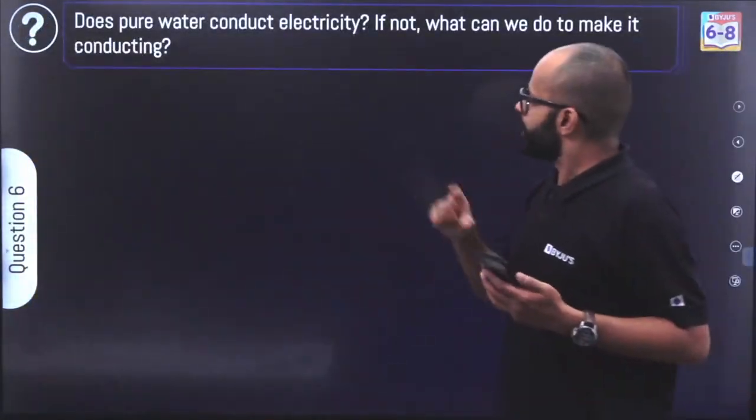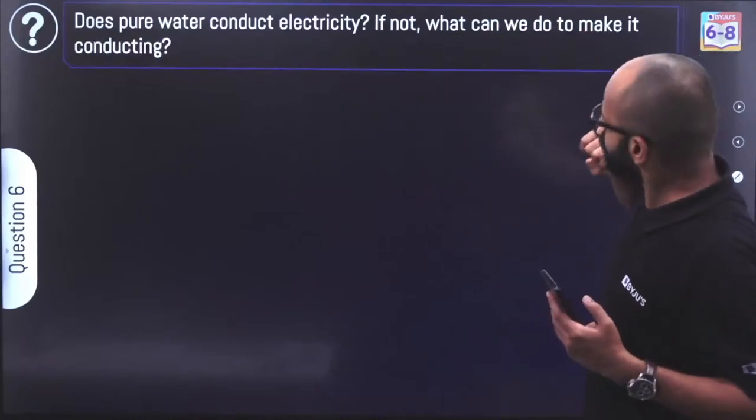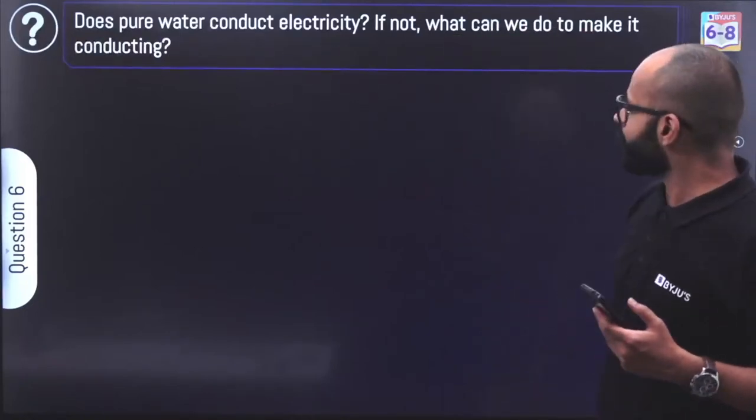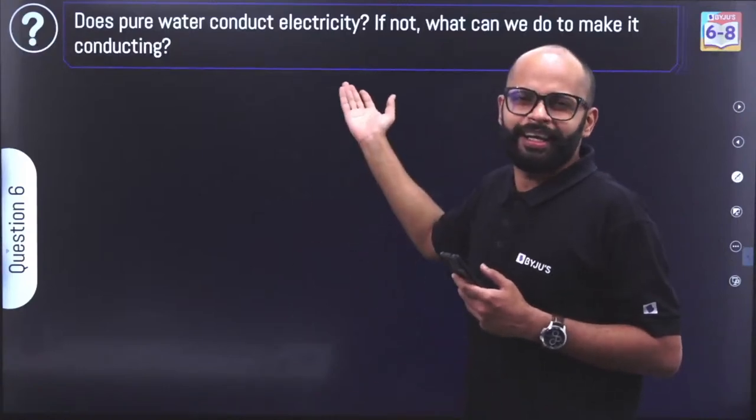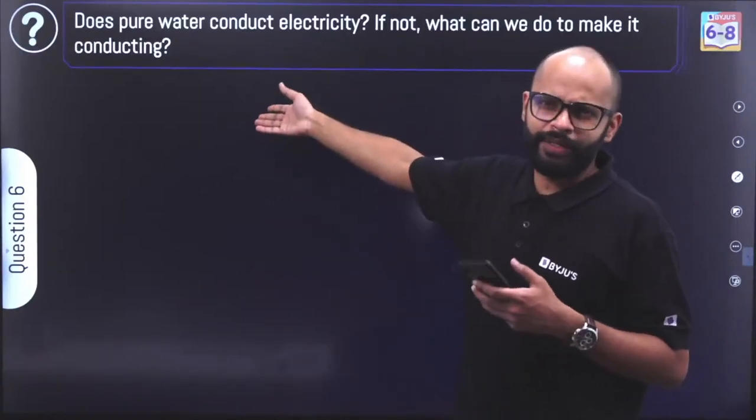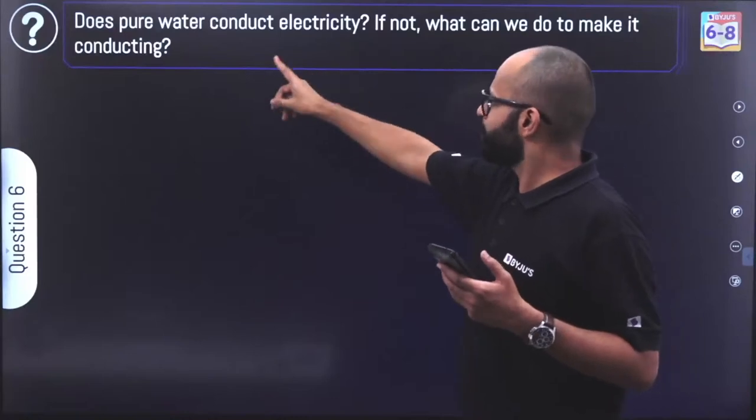Does pure water conduct electricity? If not, what can we do to make it conducting? It's just a repeated question. We have done such a question. Tell me quickly. Does pure water conduct electricity?